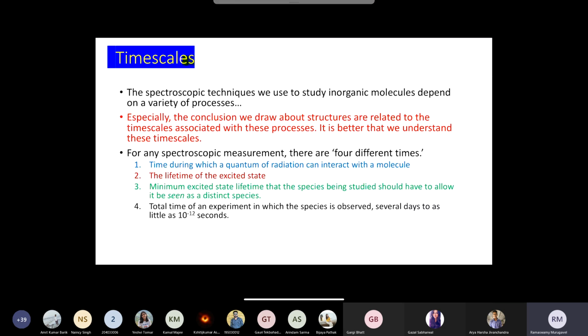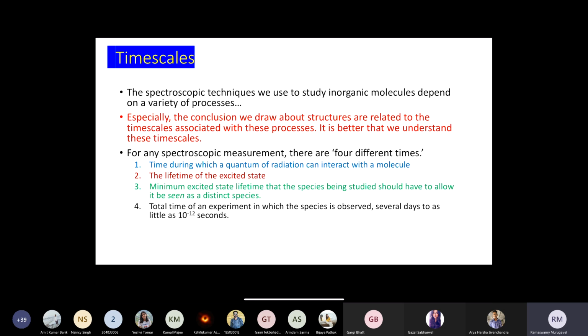a process. The conclusions we draw about structures are related to the timescales associated with the processes which we want to investigate. So it's better that we spend some time and understand these timescales a little more. I have listed these 4 timescales, starting with the time during which a quantum of radiation, normally a photon, can interact with the molecule. I'm going to elaborate on each of these before I close this lecture. So I'm simply cataloging here that there are 4 different times.